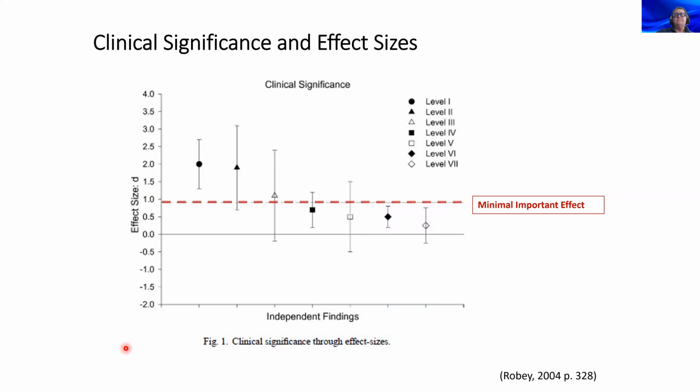Another example is this by Roby, and there are 7 different levels, similar, but presented in a different way. We have the minimal important effect, and we'll say it's 0.8. You have your confidence intervals, and then you also have the effect size of 0, which would give us a significance region. So you could tell whether or not it's clinically important as well as statistically significant.